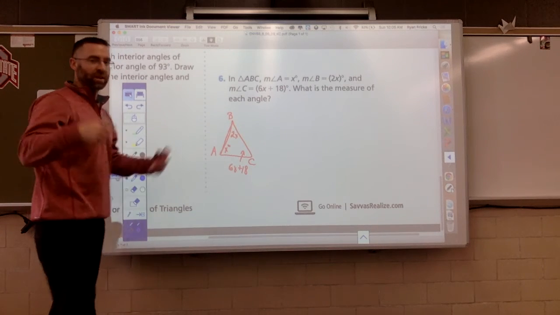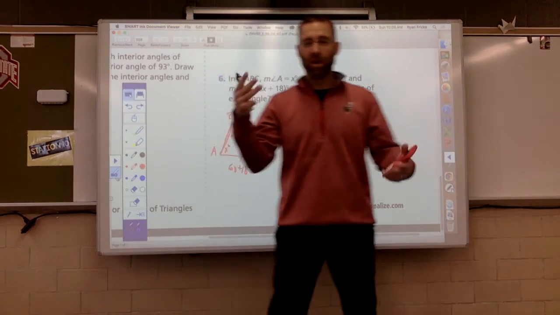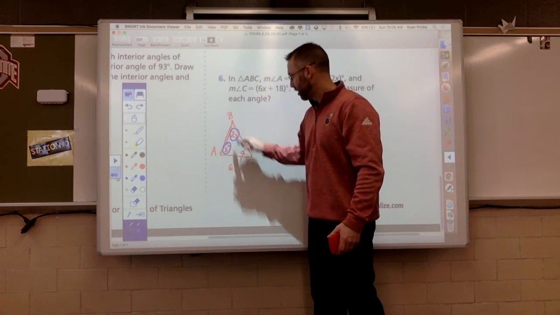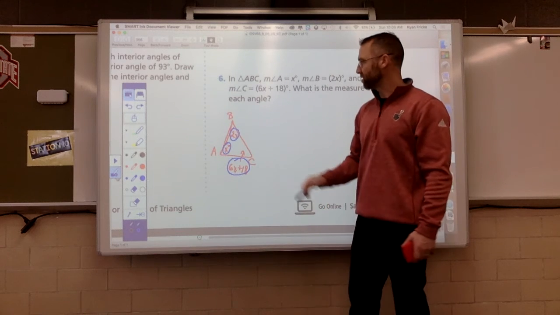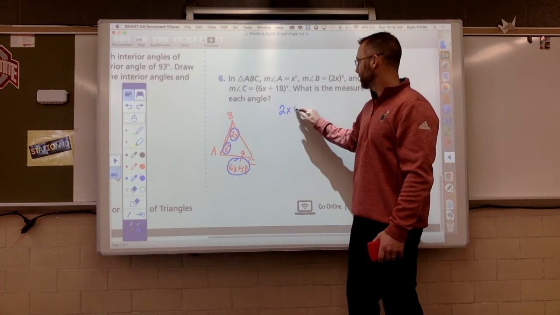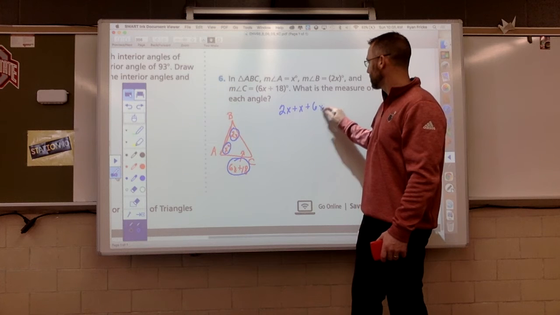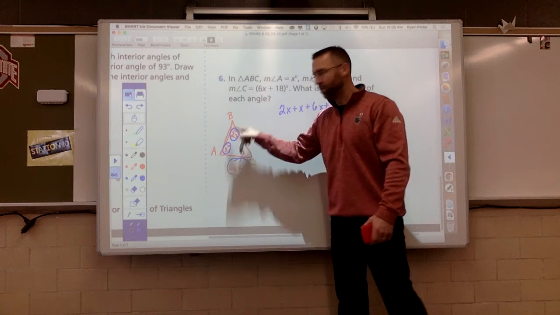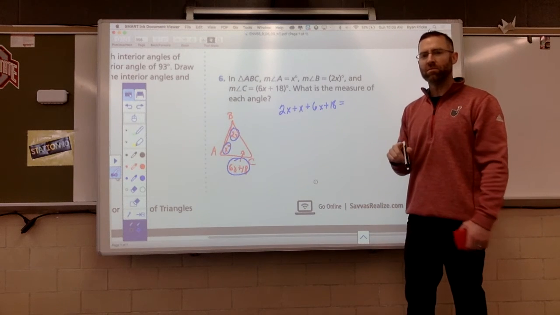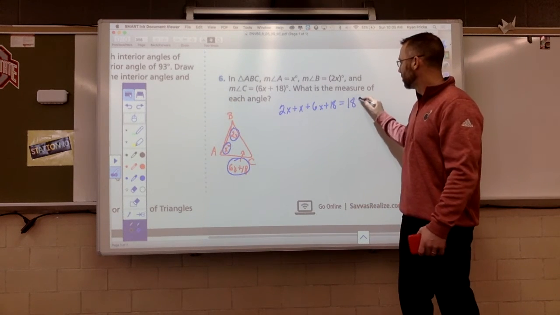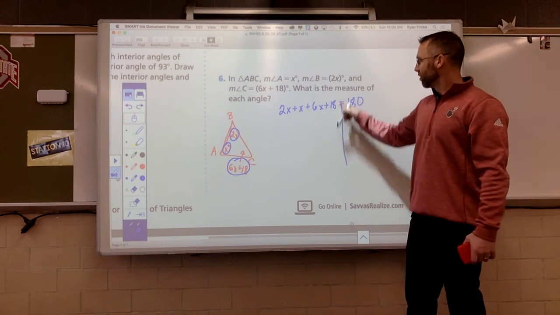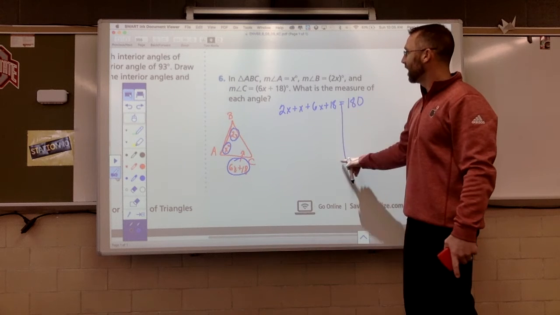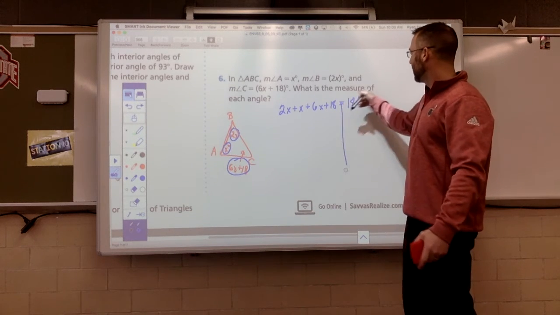Well, we got to know our relationship with angles in a triangle. The 3 always add together to equal 180, so we can write an equation of those 3 expressions. 2x plus x plus 6x plus 18. Okay, those 3 angles always will add together to equal 180. There's your line. Put the line in there. We got to find the measure of each angle.